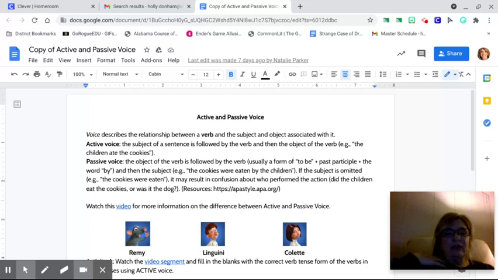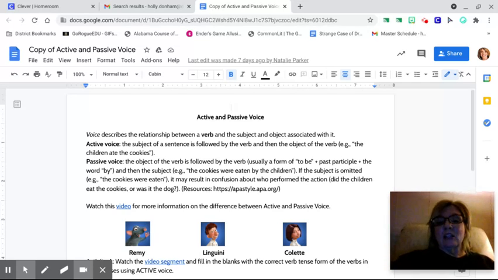So you're going to watch a video to review what you know about active and passive voice, and then you're going to watch the Ratatouille movie, paying careful attention to what happens in this particular video segment. And then you're going to fill in the blanks. In part A, you're going to put in the correct form of the verb for it to be in active voice. And then the second part, you're going to turn each one of those sentences from part one into a passive voice sentence.